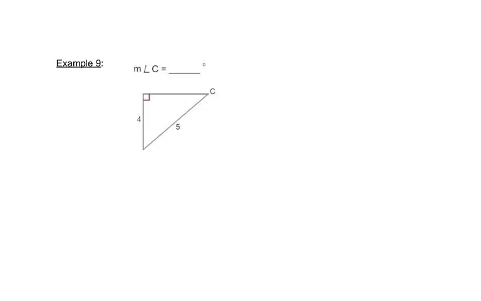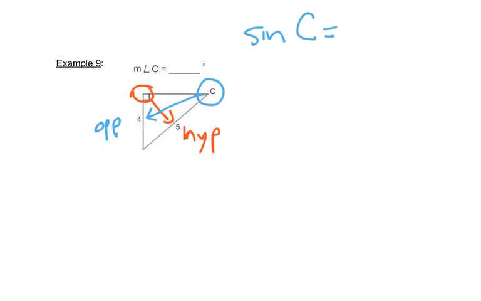So here we're trying to find angle C. Here's our right angle, so across from that is the hypotenuse. And angle C, across from that is the other 4, so that's going to be our opposite. So opposite and hypotenuse again is sine. So sine of C is equal to 4 over 5.